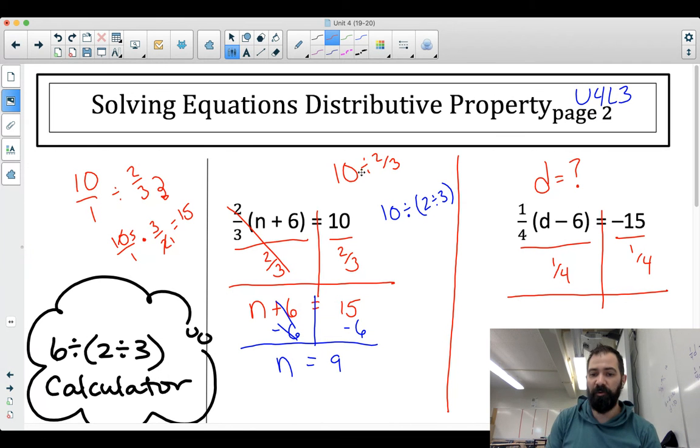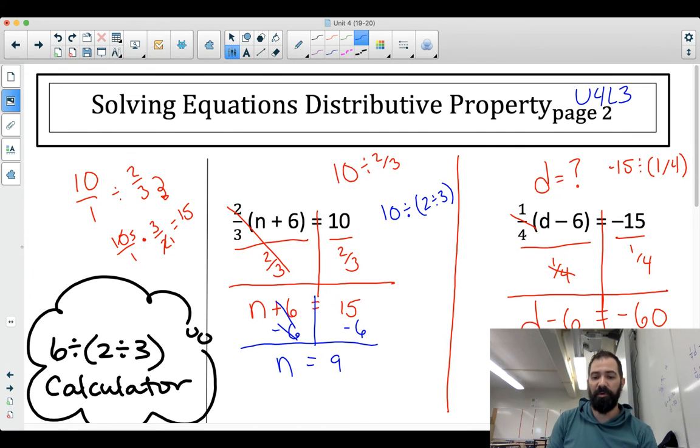Welcome back. Hopefully you paused that video. Hopefully you tried this. These two cancel out. We're left with D minus 6. If you have a calculator, you should have done negative 15 divided by (1 divided by 4) in parentheses. And if you did that on a calculator, you're going to get negative 60. Okay, negative 60, whole number there.